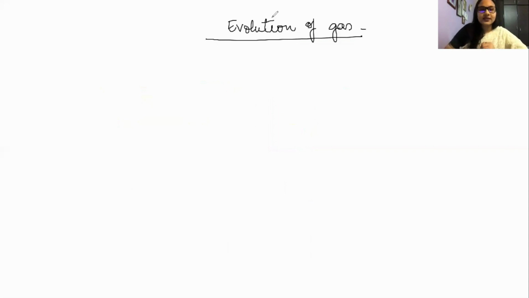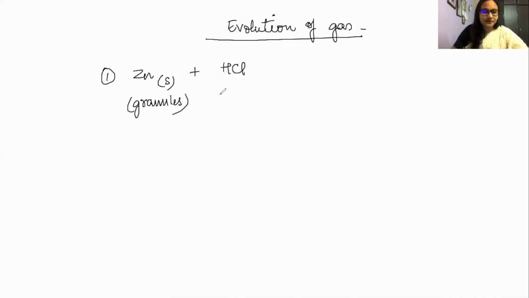Evolution of gas is a characteristic that you observe when, let's say I take an example and then explain. So let's say I take zinc. Zinc is a metal, it is a solid. If I take small granules of zinc and add it to HCl, hydrogen chloride is a chemical substance, which we will take in the form of aqueous solution. Hydrogen chloride is actually an acid, so we call this hydrochloric acid.